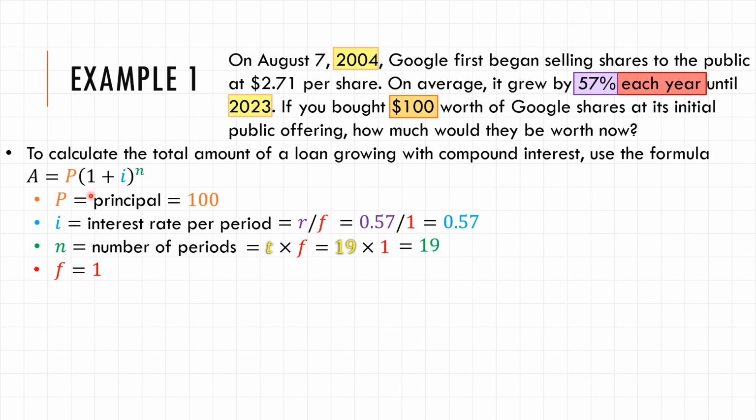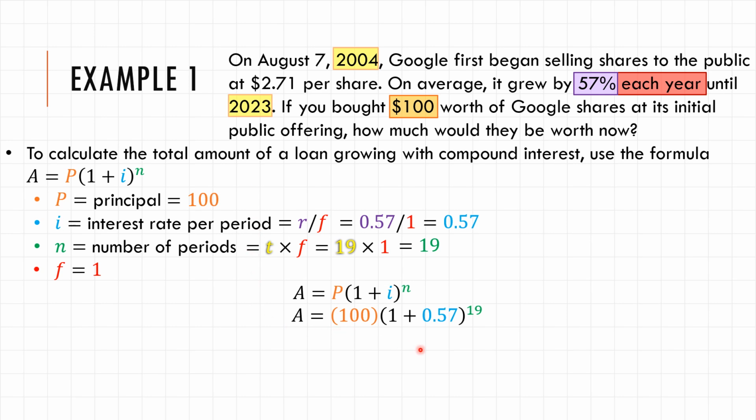And now that I have all three of my variables, the principal, the growth rate per period, and the number of periods, I will just use my compound interest formula. So this is 100 times (1 plus 0.57) to the power of 19. I would encourage you to pause the video here and evaluate this on your own. Find out what is the amount of your shares. Remember, you bought $100 worth of shares in 2004. If you want to sell them in 2023, how much would they be worth?